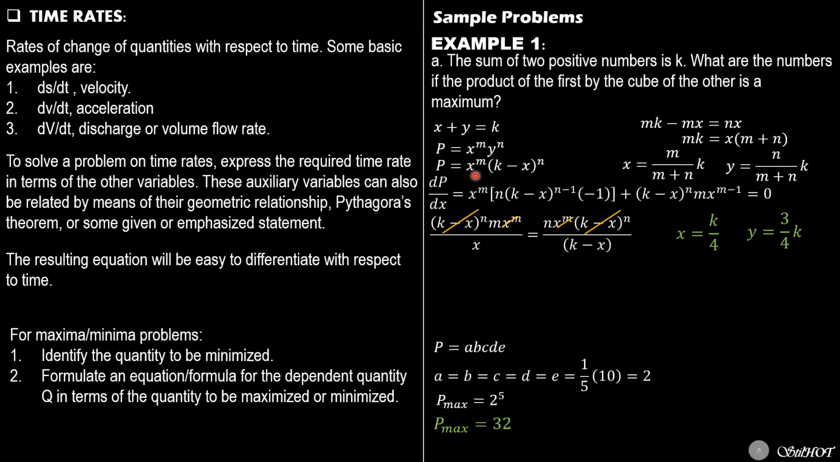So the product is x to the m times quantity k minus x to the n, leaving only one variable, which is x. So differentiating this product, dP/dx equals first, x to the m times the derivative of the second by power formula, n times quantity k minus x to the n minus 1. Then the derivative of k minus x is negative 1.